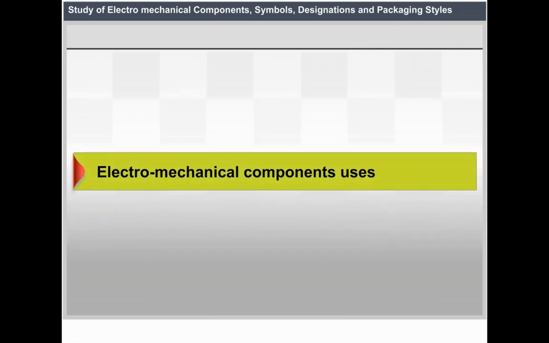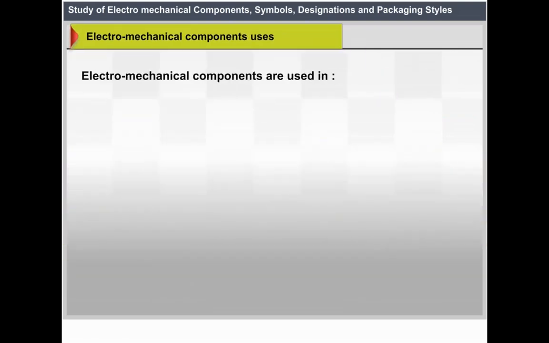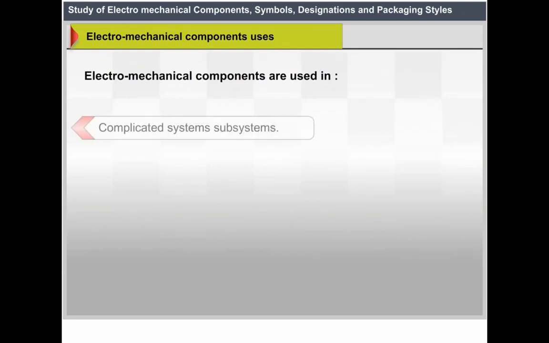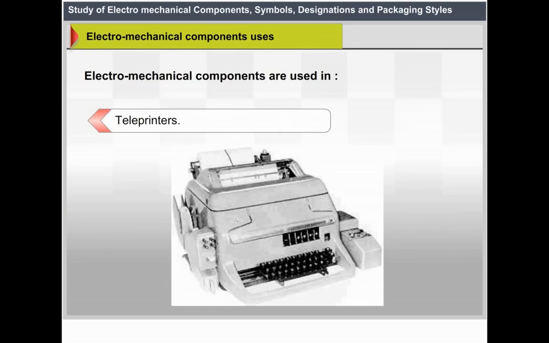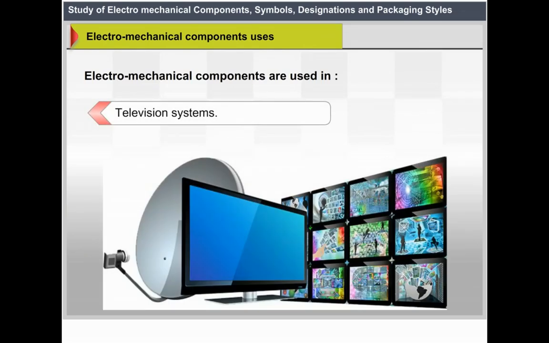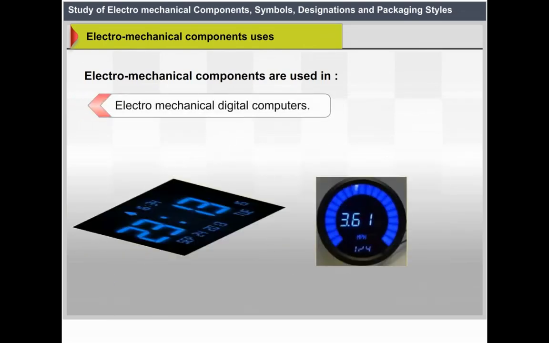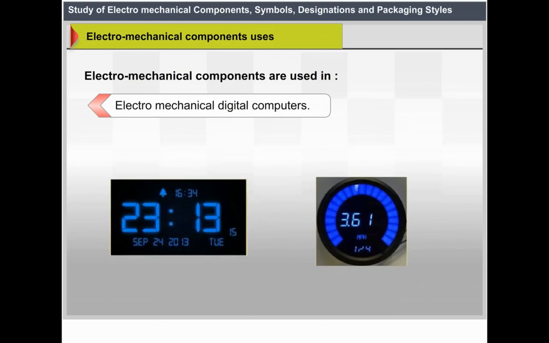Electromechanical components uses. Electromechanical components are used in complicated systems and subsystems, electrical typewriters, teleprinters, television systems, and electromechanical digital computers.